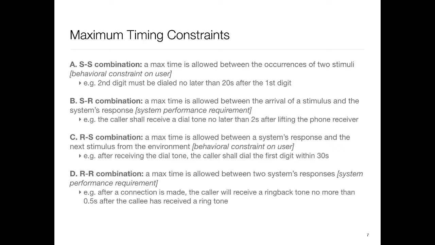So let's look at maximum timing constraints. I'm going to use the term S to refer to stimulus and R to refer to response. S is an event going into my computer, and therefore from the outside world, and R is an event produced by the system and therefore going to the outside world. You can think of S as sensor data coming in, and R as the actuation command going out. Okay. So the first category is an SS type of thing.